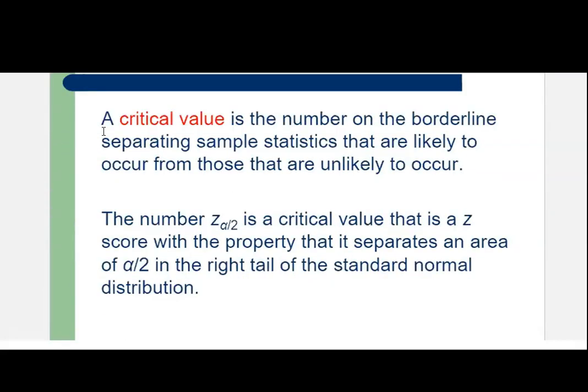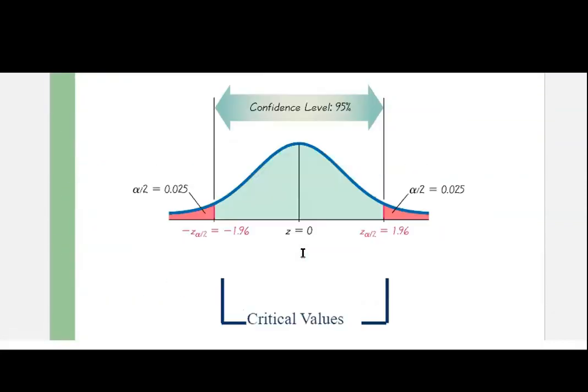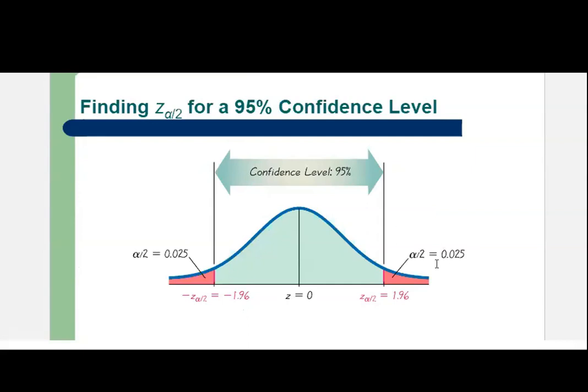So what's the definition of critical value? A critical value is the number on the borderline separating sample statistics that are likely to occur from those that are unlikely to occur. So likely to occur are the majority, unlikely are the small 5% or 1% in the significance area. The number z alpha half is a critical value that is a z-score with the property that it separates an area of alpha half in the right tail of the standard normal distribution. And I think that's pretty much well explained here.